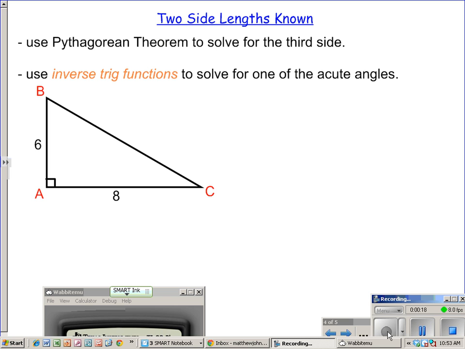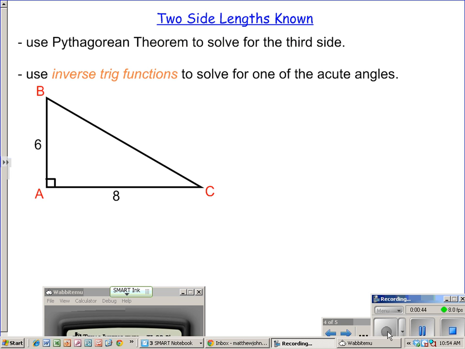So, in this video, we're going to talk about being given two side lengths. If you know two side lengths of a right triangle, you can always find the third side by using the Pythagorean Theorem. That's always true for any right triangle. But you don't know the two acute angles. In order to find those two acute angles, or at least one of them, you're going to need to use the trig functions.